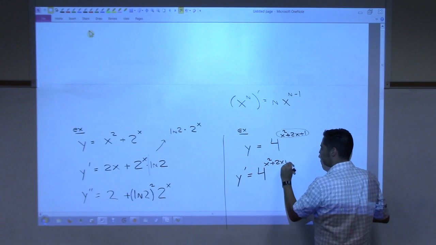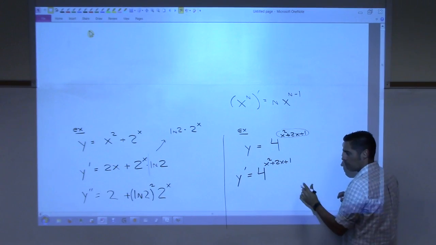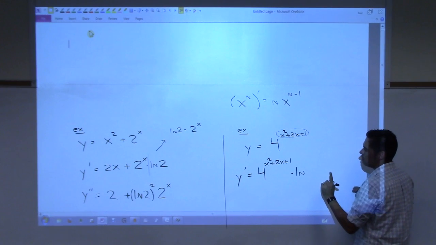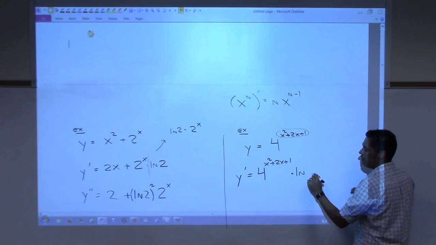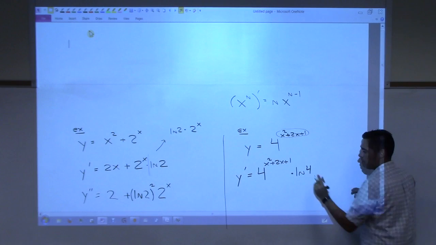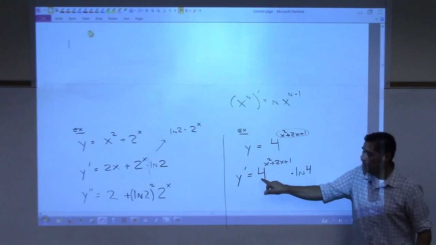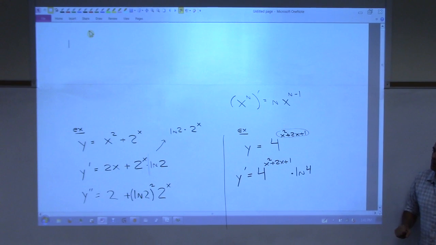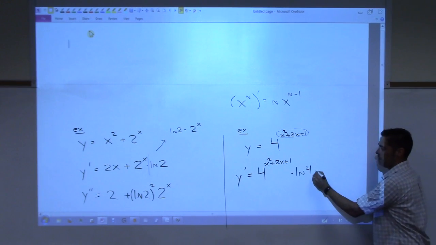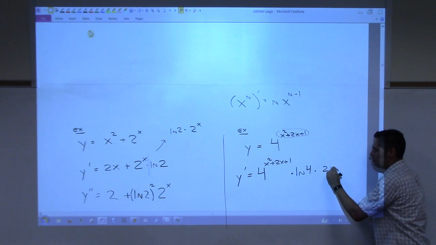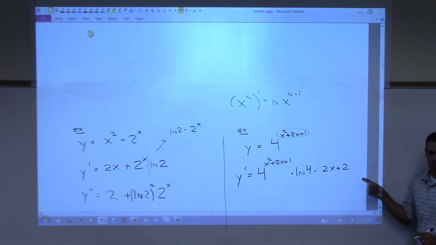Now be careful here. Times ln of whatever's inside. Times ln of 4, careful, ln of 4. Good, it's ln of the base. Times the derivative of what's up there, 2x plus 2. Correct?